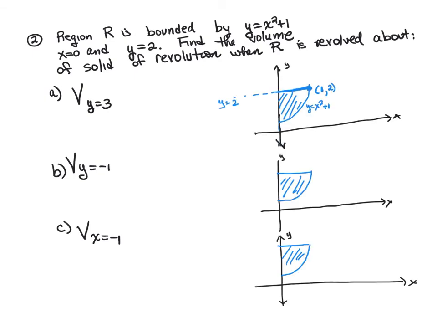Okay, so I sketched part of the parabola. I just sketched the region bounded by y equals 2, the y-axis, x equals 0, and the parabola. It looks like this. And when y is 2, x is 1. So the intersection point here is 1, 2. And this is y equals x squared plus 1. Okay, now let's sketch the axis of revolution. y equals 3 is above this curve.